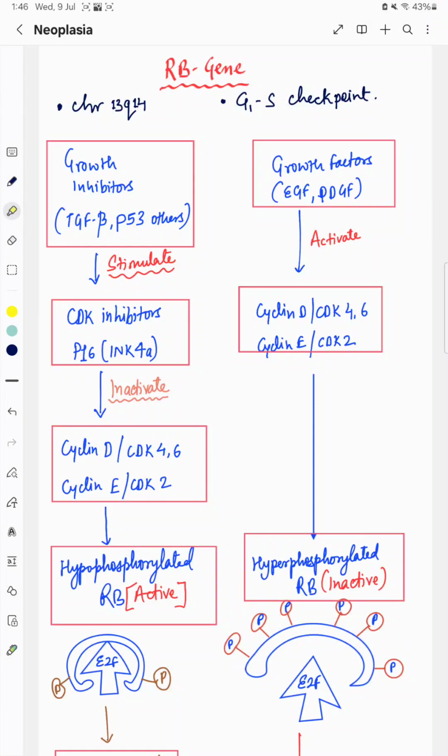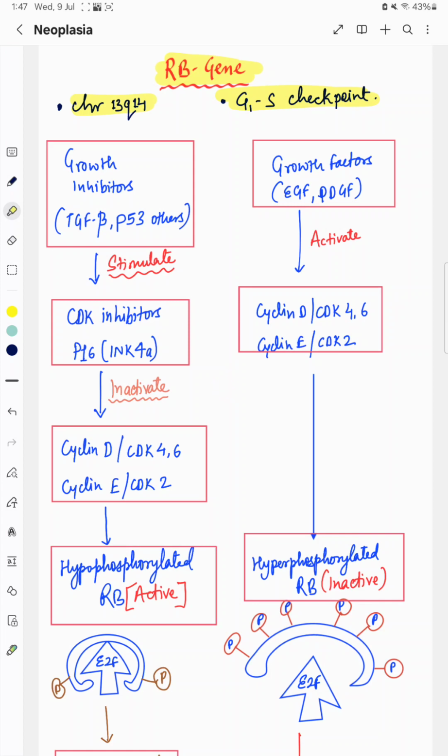Hello everyone. In this video we will discuss the two most important tumor suppressor genes that we need to know. First is the RB gene or retinoblastoma gene, located on chromosome 13q14, the long arm of chromosome 13, and this inhibits cell cycle progression at the G1/S checkpoint of the cell cycle.